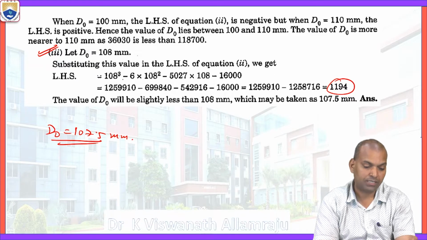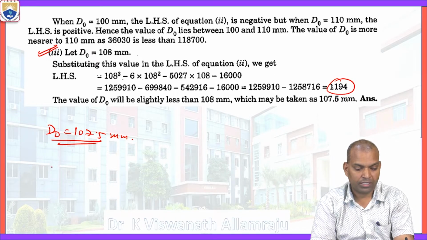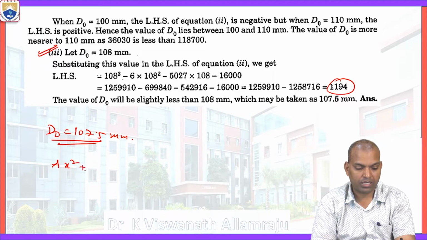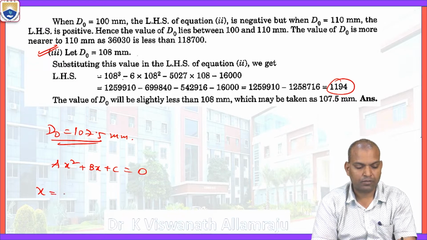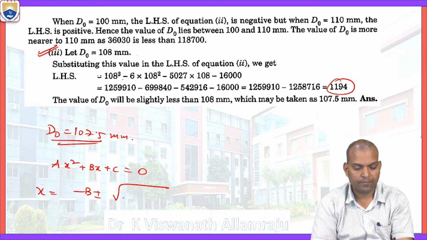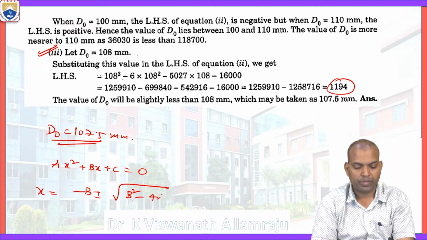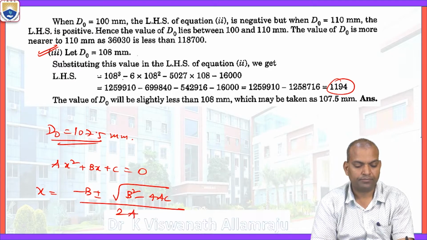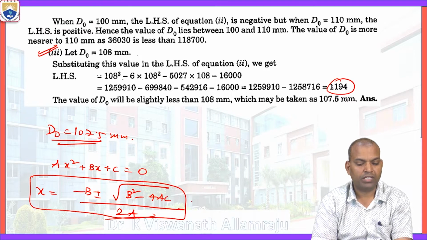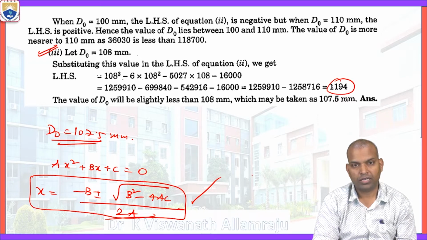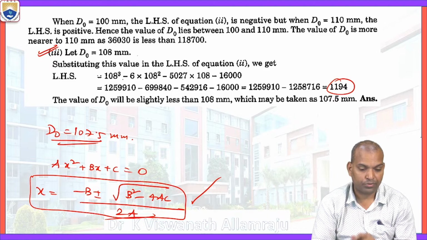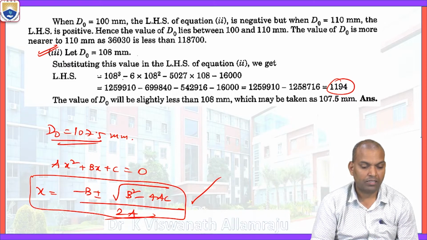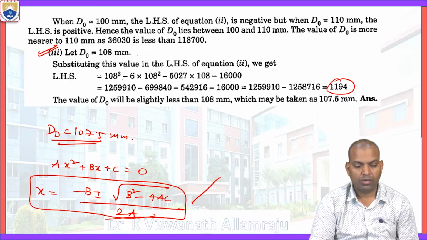method. If it is an algebraic equation, a quadratic equation, suppose ax square plus bx plus c equal to 0, what is the value of the x? The x equal to minus b plus or minus under square root of b square minus 4ac by 2a. From this we get the roots directly if it is quadratic. Whereas for a cubic polynomial, you have to go for the trial and error method. That is the thumb rule for calculating the roots, the values.